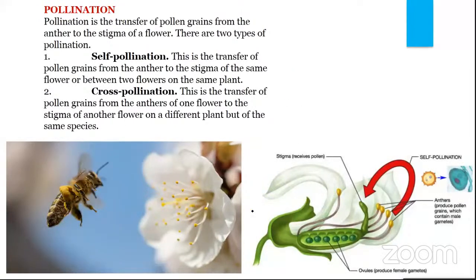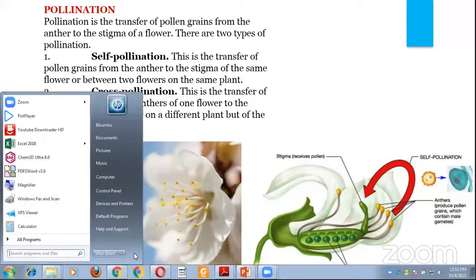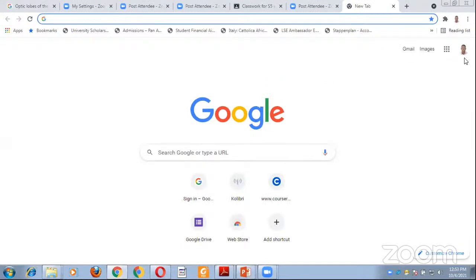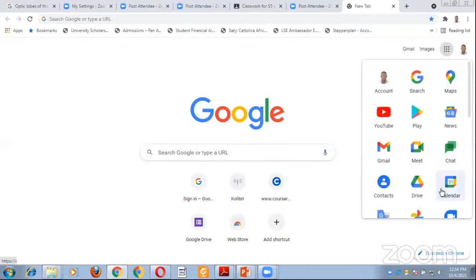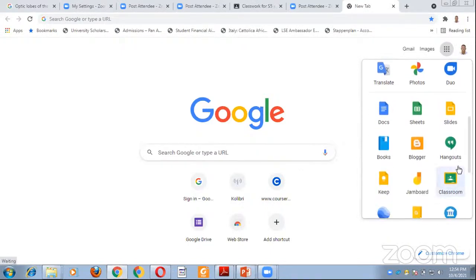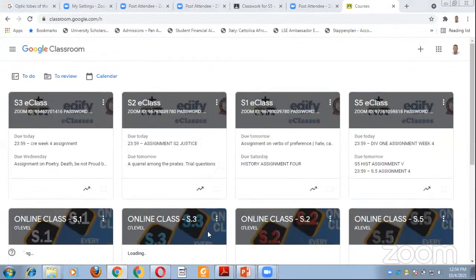I'm seeing time is almost done. As I promised, we are going to end here, but let me show you how you can go to Google Classroom and have access to the notes, as I said. When you go in your browser, this is it. You'll come here to these many dots, okay? And then click on it, and then you come to the classroom. If you are using a phone, you must first download that application, okay?